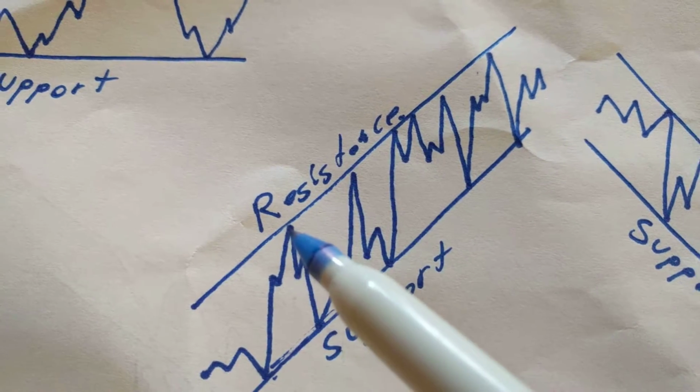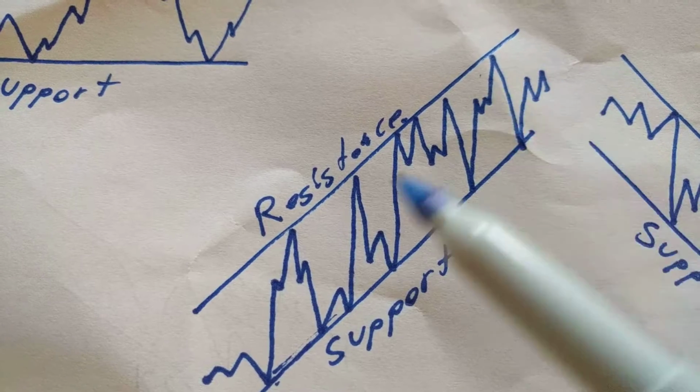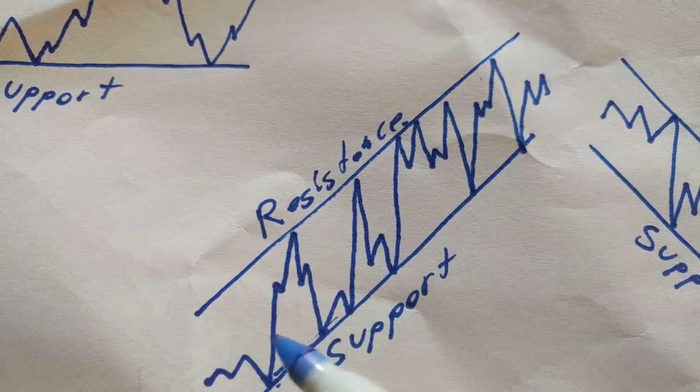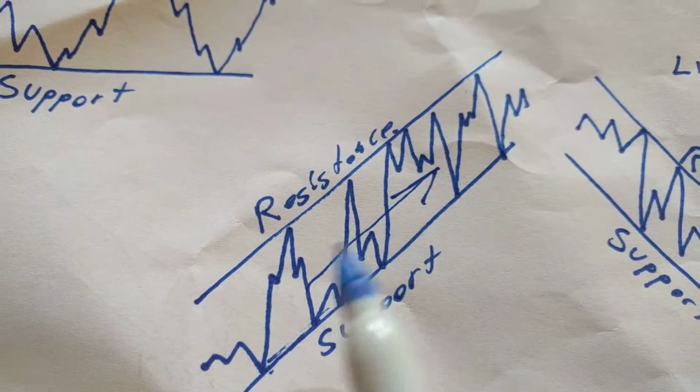Same thing with the resistance. It hits the point, comes back down. Hits the point, comes back down. Hits the point, etc. So this is a strong channel of market movement, and it's generally tending to go up in this direction. That would be an upwards movement.